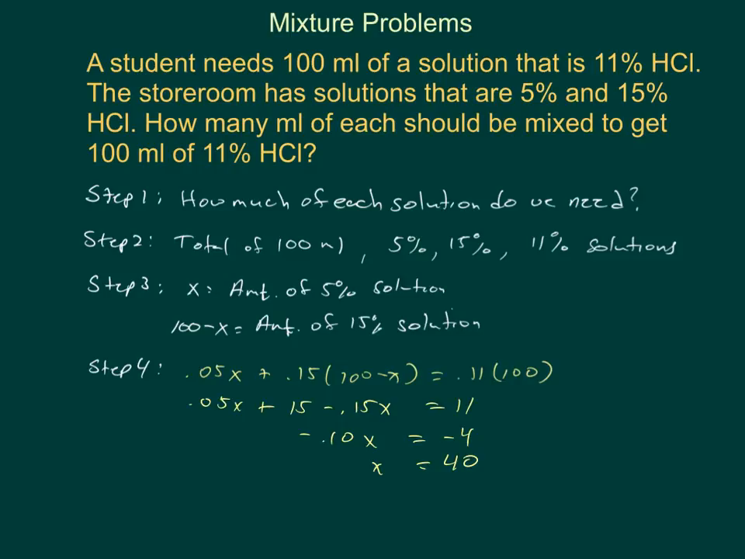So with that, we now know x is 40, and so I know for this particular problem, I need 40 milliliters of the 5% solution, and then it's going to be 60 milliliters of the 15% solution to produce the required amount that the student needs for this experiment.